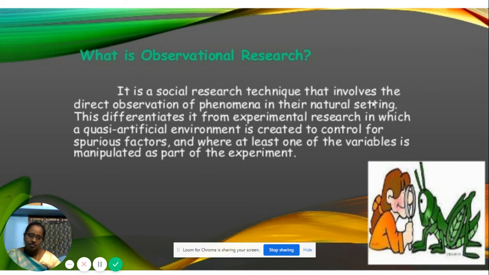Next, observational research. From the picture itself, you can understand observational research. Observation, looking. It is a social research technique that involves the direct observation of phenomena in their natural setting. This differentiates it from experimental research, in which a quasi-artificial environment is created to control for spurious factors and where at least one of the variables is manipulated as part of the experiment. So observational research may differ from experimental research. Observational research is a collection of information without interpretation or input from the researcher. So without collecting data from the society.